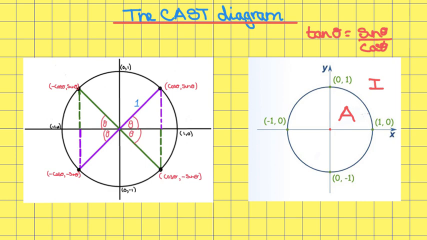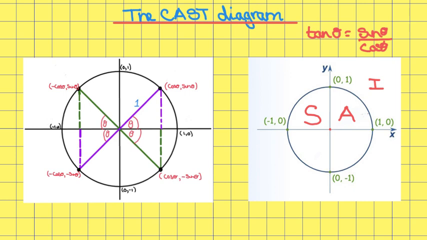If we now go to quadrant 2, tan theta would be sine theta over minus cos theta. So tan in that quadrant would be negative. That means in quadrant 2, cosine would be negative, tan would be negative, and sine would be positive. So the only one in there that is positive is sine. So we will call that S.